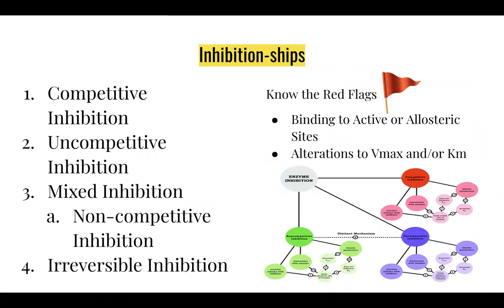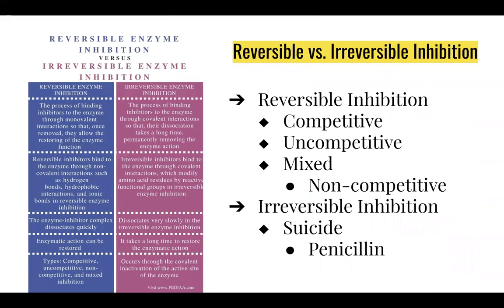Here, we will briefly touch upon the different types of inhibition shifts you can encounter in enzyme kinetics. We have competitive, uncompetitive, and mixed, also known as non-competitive, and irreversible inhibition. It is important for you to note the red flags of each type of inhibition, such as where is the inhibitor binding, the active or allosteric site, and how does this binding in turn affect the Km or Vmax? These inhibition shifts can further be categorized into reversible and irreversible types.